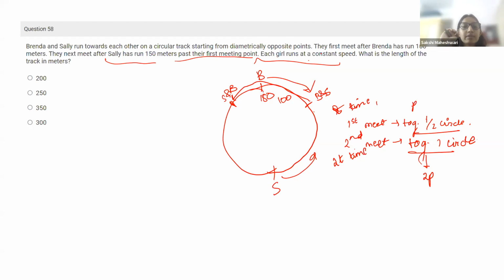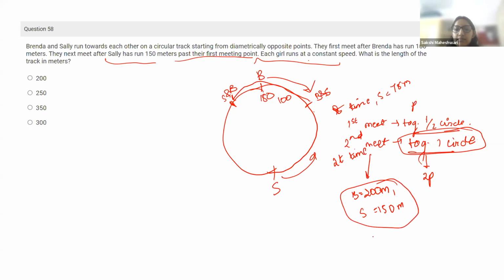Initially Brenda ran 100 meters. So for the second meet, Brenda will run 200 meters. And since Sally ran 150 meters here, here she'll run 75 meters. Now in this together they ran one circle. So that will be Brenda plus Sally, that is 350 meters.